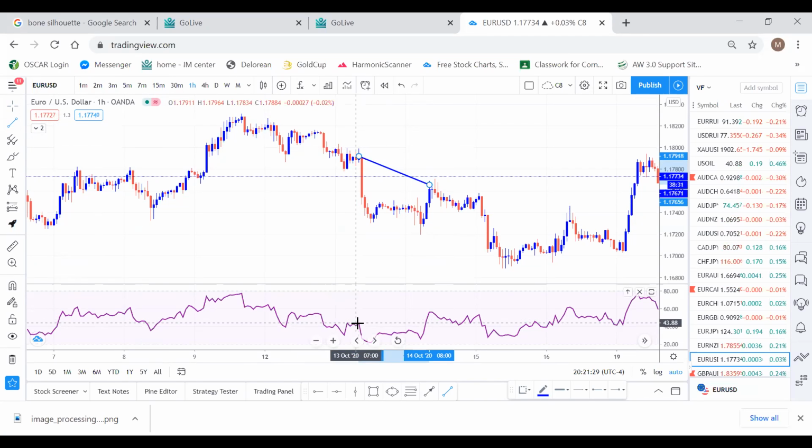Right? And then we have a lower point and then a higher point on the RSI. And then we have a higher point and then a lower point with the candles, right?